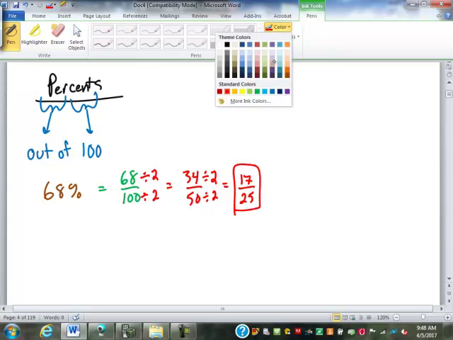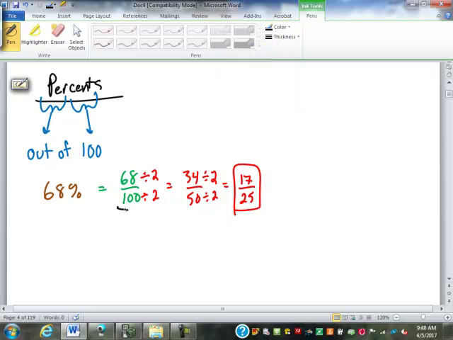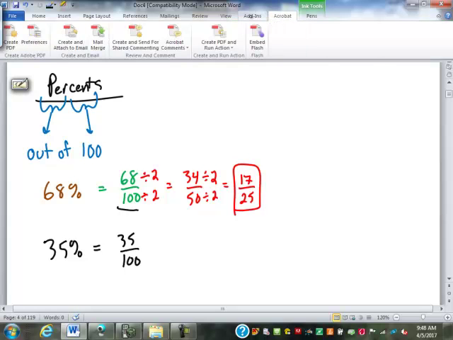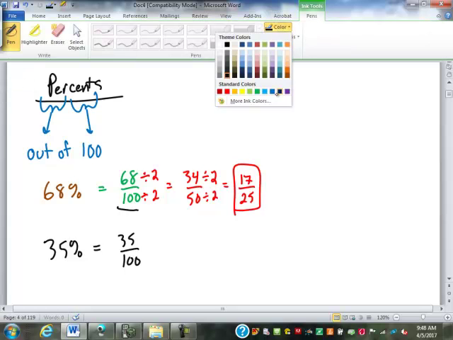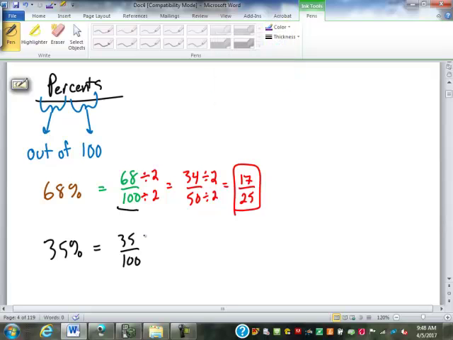So 68% means 68 out of 100, or reduced to 17 out of 25. So if we have 35%, that means 35 out of 100. Both of those can be divided by 5. 35 divided by 5 is 7. 100 divided by 5 is 20. So that is 7/20.